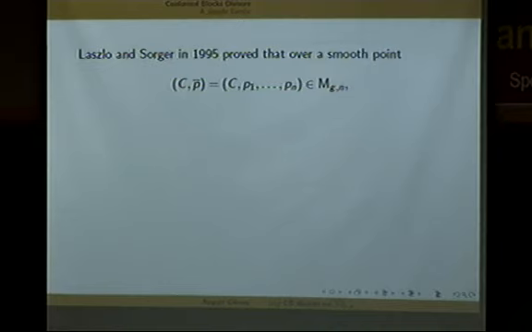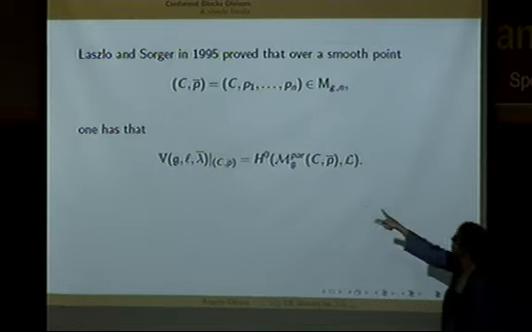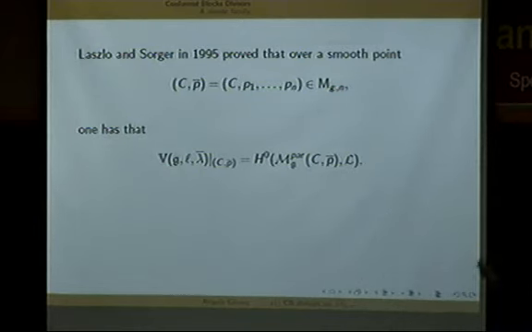So Laszlo and Sorger in '95, after many other special cases by many famous people, proved that if you look over a smooth point in the moduli space, so a smooth curve of genus g with marked points, and you restrict the vector bundle to that point, then the vector space you get is isomorphic to the global sections of a line bundle on the moduli stack of parabolic G-bundles on C. The line bundle is really determined by the level, and the lambda gives you the parabolic structure.